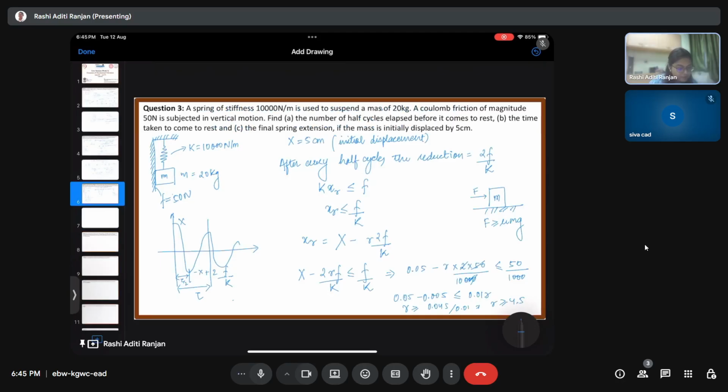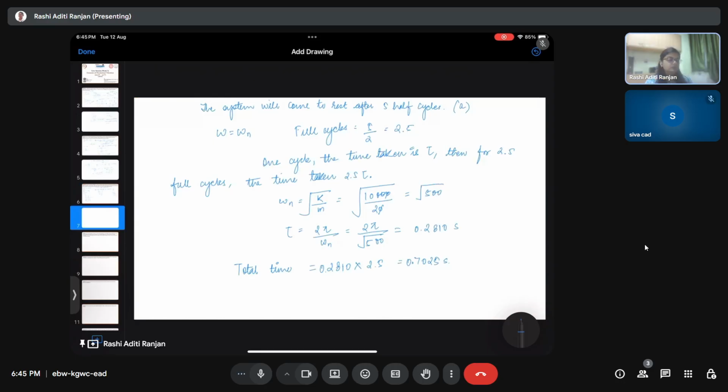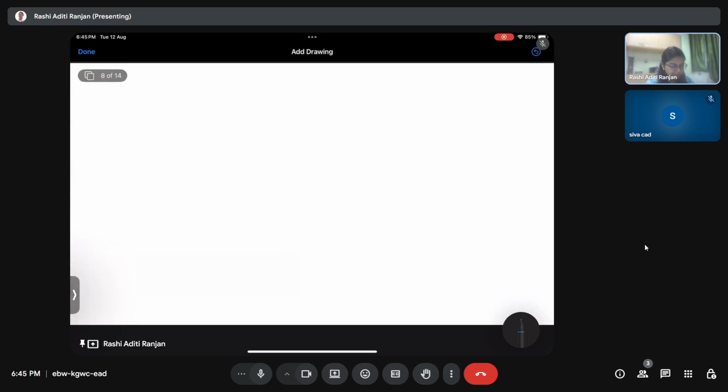Okay, now the third part, the final spring extension. So the final spring extension we have to calculate. For that, again, we are going to use the formula x minus r into 2F by k at any rth half cycle.